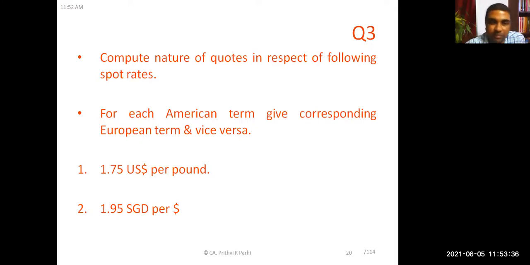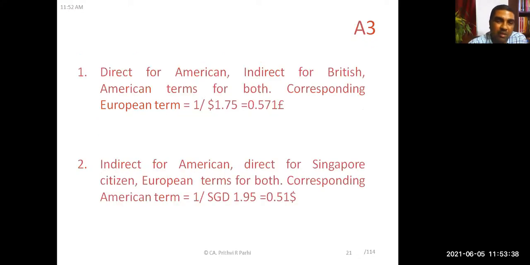Simply divide 1 by 1.75 and 1 by 1.95. Simply multiply it with 1 by that amount. So the first one, you see, it is direct for American, indirect for British. It is the American term for both. The corresponding European quote is 1 by 1.75. It comes to 0.571.